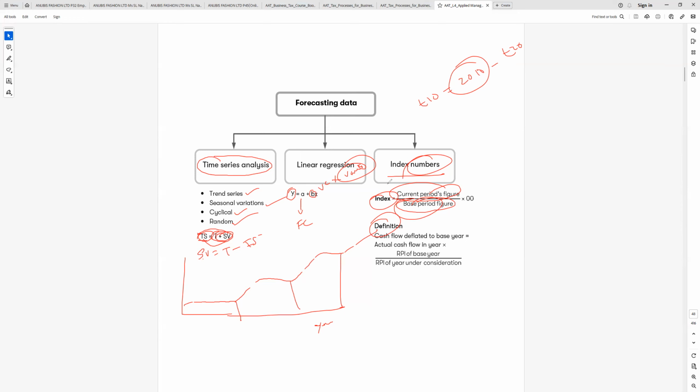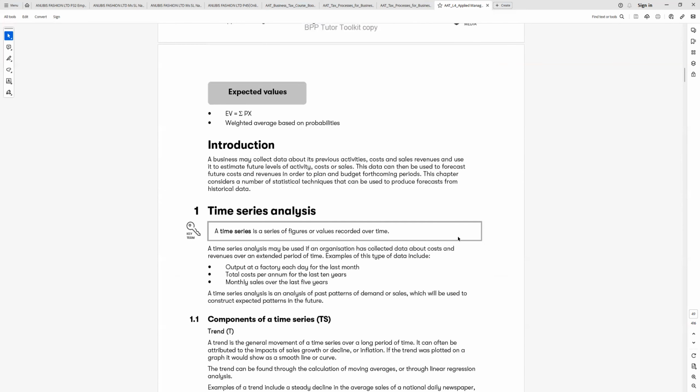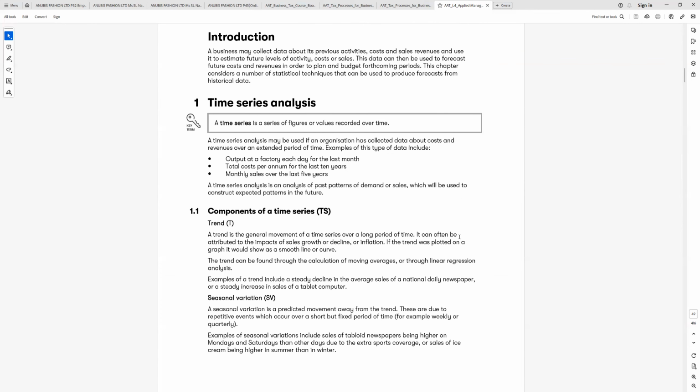All right, let's have a look. The next thing is expected value. The important thing for this chapter is to know how to make the moving average, how to find the seasonal variation, and how to make the linear regression. This is very common, and at least a 5-mark question will be in the exam from this chapter. So let's have a look. Time series analysis. The definition is here.